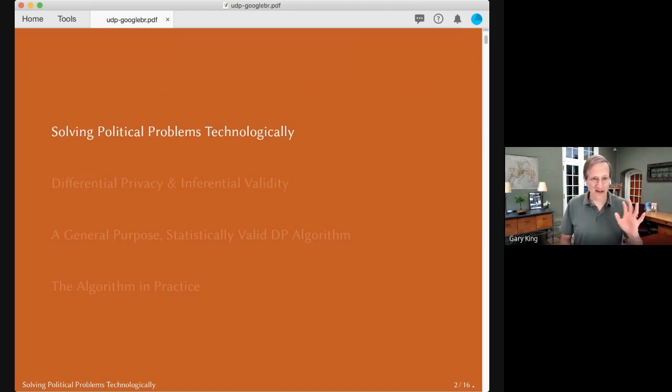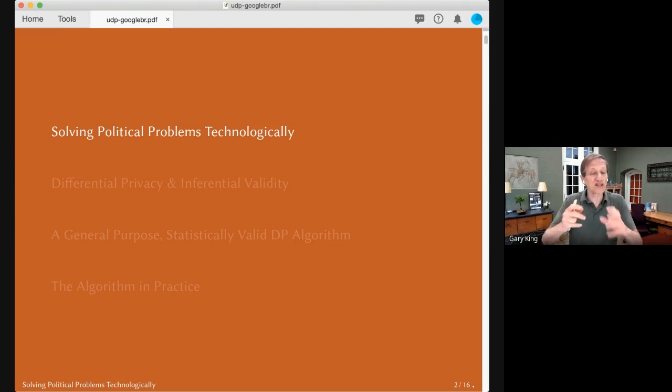I'm going to talk about solving political problems technologically, differential privacy, and inferential validity, which is often left off when you talk about differential privacy, but is essential. And then a particular algorithm we came up with to put both of them together, and I'll show you how it works in practice. The big picture is that I'm a social scientist.